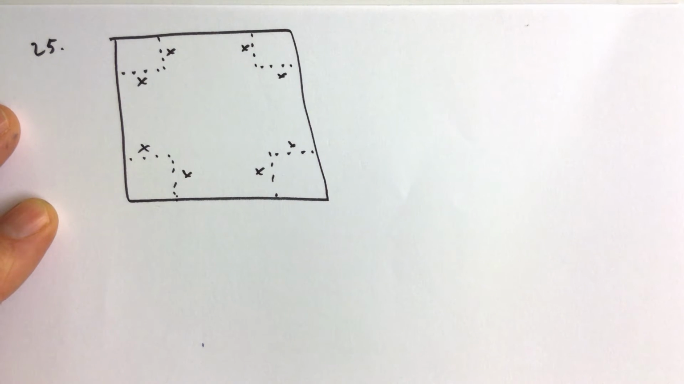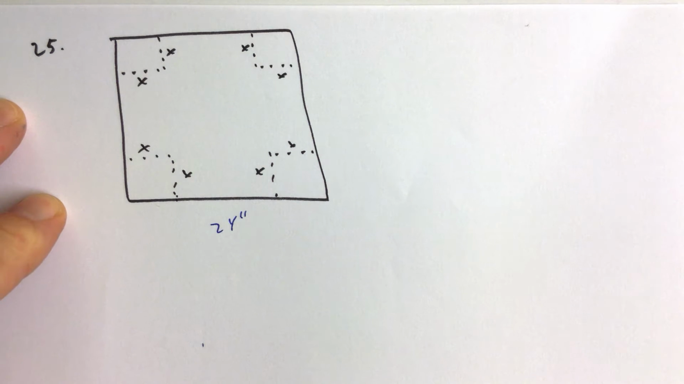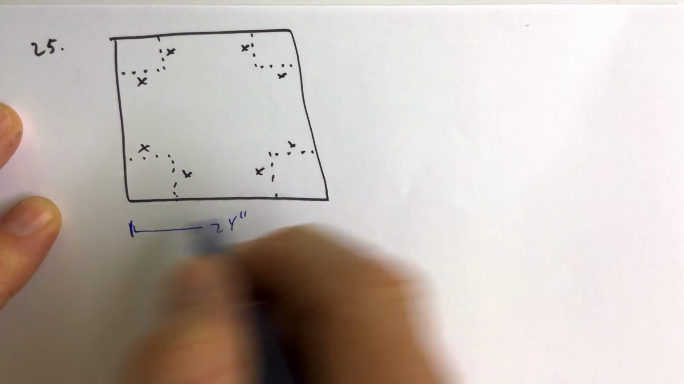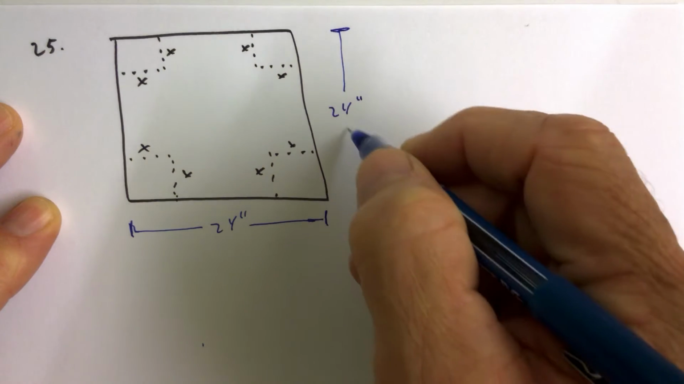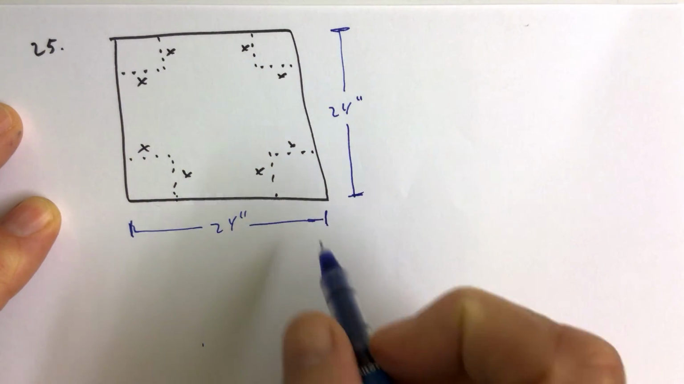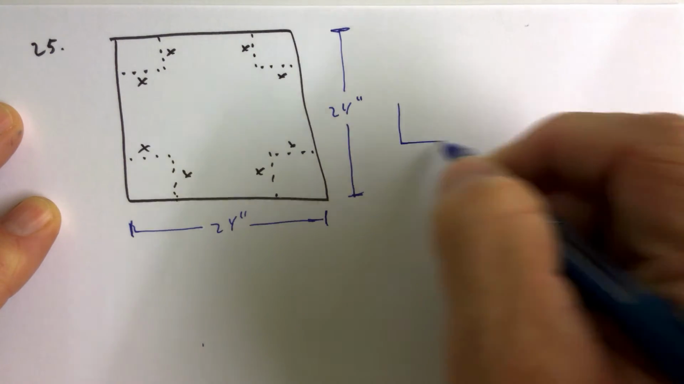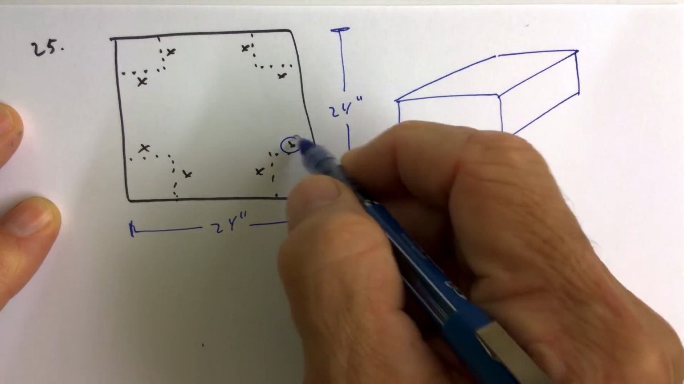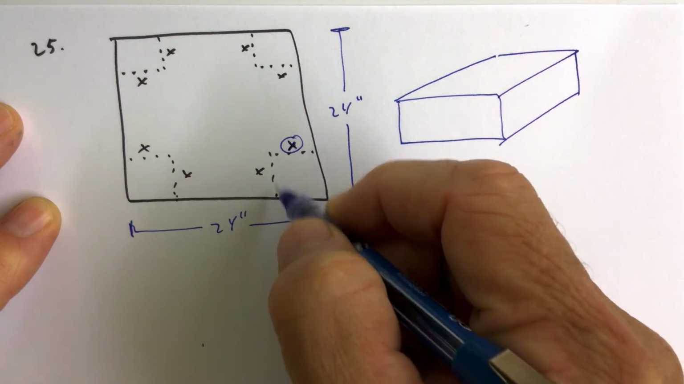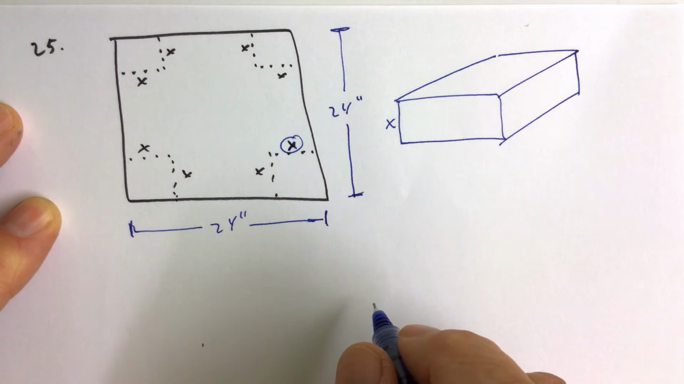So for problem number 25, we have this, what is it, cardboard? Square piece of cardboard. So just like one of the examples we did in the notes, we have a 24-inch on each side square piece of cardboard. And we're going to be cutting squares out of each corner, folding them up to make this open top box. And the open top box, just like we did in the notes, since x is the length of each of the squares out of each corner, that translates to the height of the open top box.